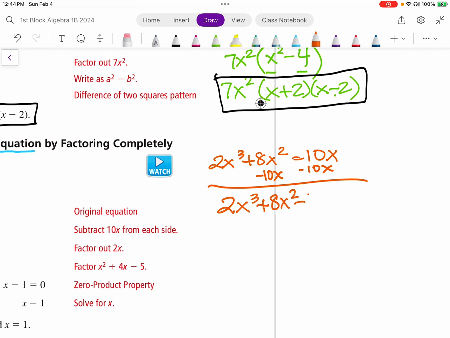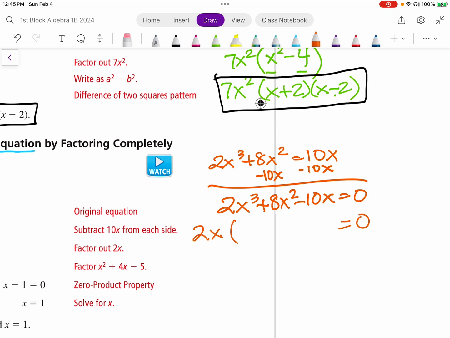8x squared minus 10x. I can't combine any of these terms because none of them are like. Their variables have different exponents. Now I can start factoring. We're still going to have an equal 0. Is there a greatest common factor? Well, I notice 2, 8, and 10 are all even, so I can factor out 2. And I notice every one of them has at least one x. So I'm going to factor out 2x.